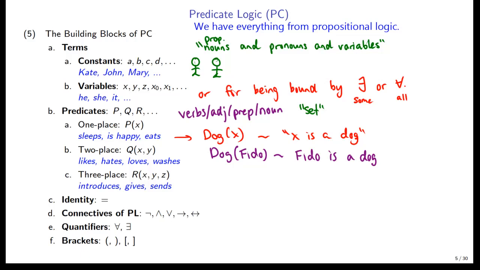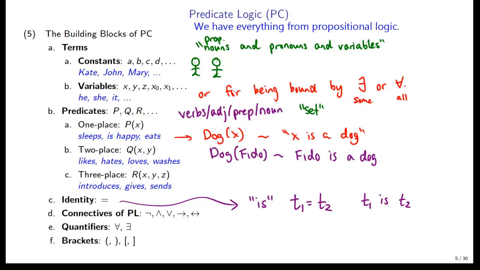We have the identity operator. I don't use this too much, but I do use it occasionally. This is like is. So you might see t1 equals t2. This just means t1 is t2. So you could say that two people are the same thing, or two things are the same thing, through this one.